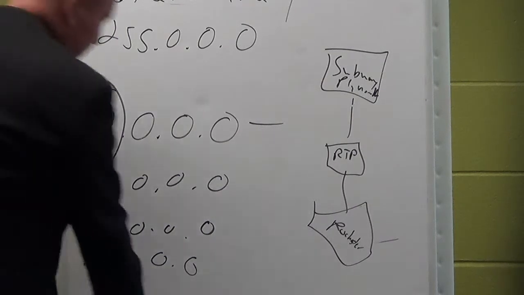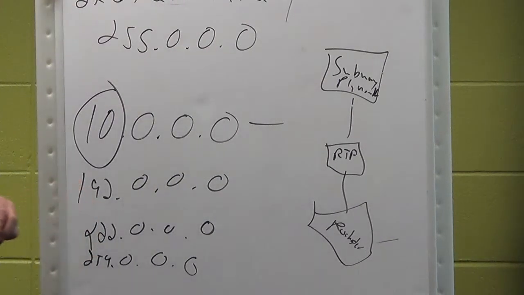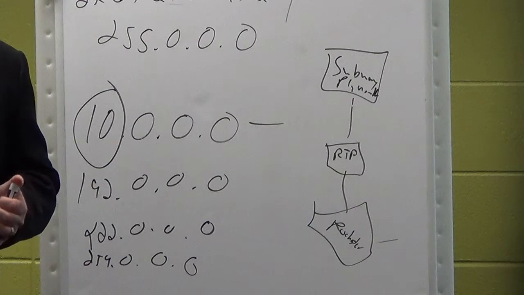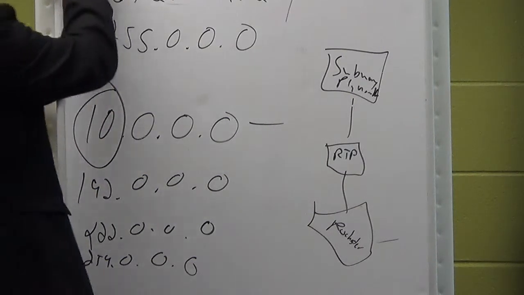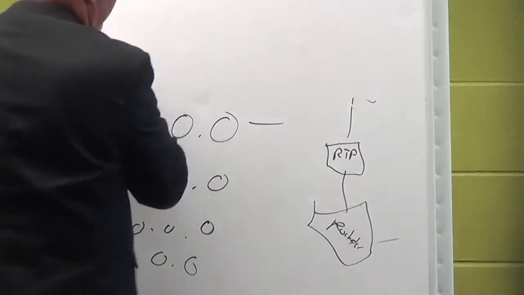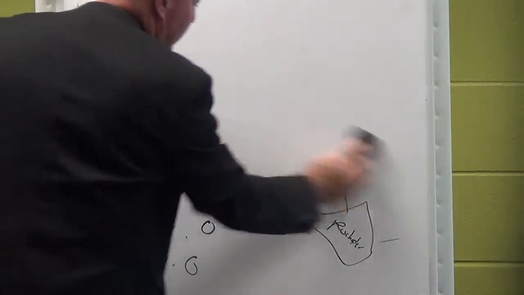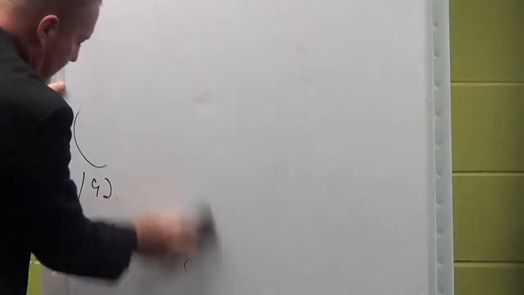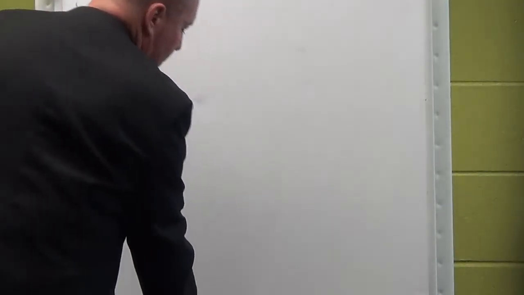Now, what would be a good subnet mask to use for my IP addressing scheme if I have 354 different subnets? Tell me the subnet mask, because that's what I'm going to start with. Tell me a good, or a possible, subnet mask. I have 354 subnets.